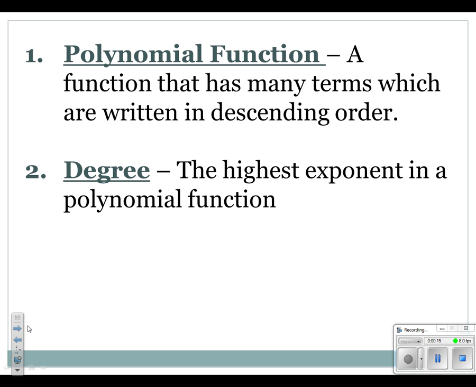So a couple of vocab words for us here. If you're looking on page 242 with me, we have polynomial functions and we also have the word degree. Most of these I think are going to sound familiar to you. A polynomial function is a function that has many terms in it. Generally, they are always written in descending order, so your highest powered term is in the lead, and then it goes down in descending order from there. Degree then refers to the highest exponent in a polynomial function. So always begin the writing of your function with the highest degree term.